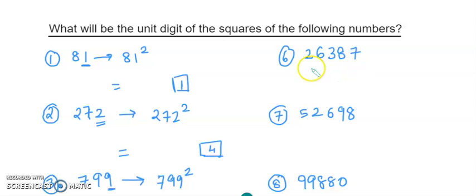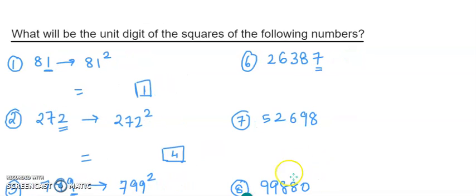Again, what is my number? 2637, sorry, 387. The last digit is 7. So it is a 7. So 7 square means it should end with 9 because 7 sevens are 49. So the last digit will be a 9. Okay, I'm just writing the units digit within the box.